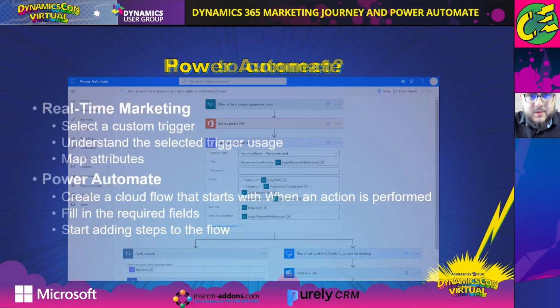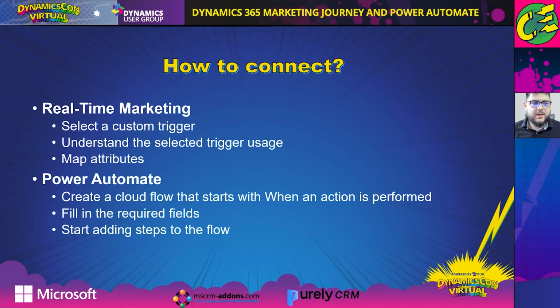Now let's talk about the thing which is our topic today, which is how to connect Power Automate and marketing journey. So we have two stages here. First of all, we have to work inside the marketing, so we have to work inside the real-time marketing. And after defining our journey and some setup, which you will see, then we have to create our Power Automate and connect it to our journey.